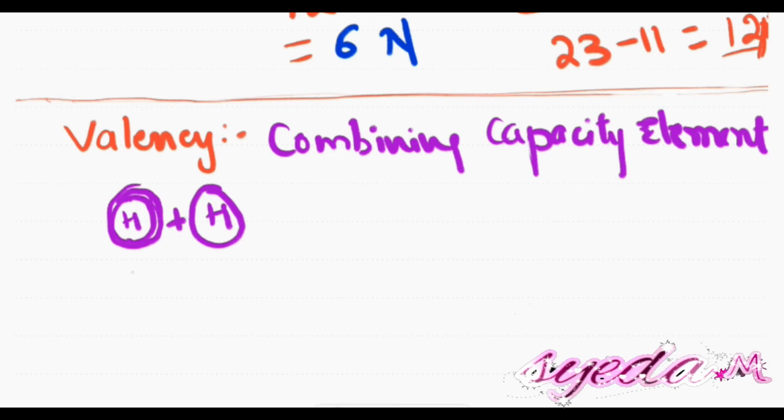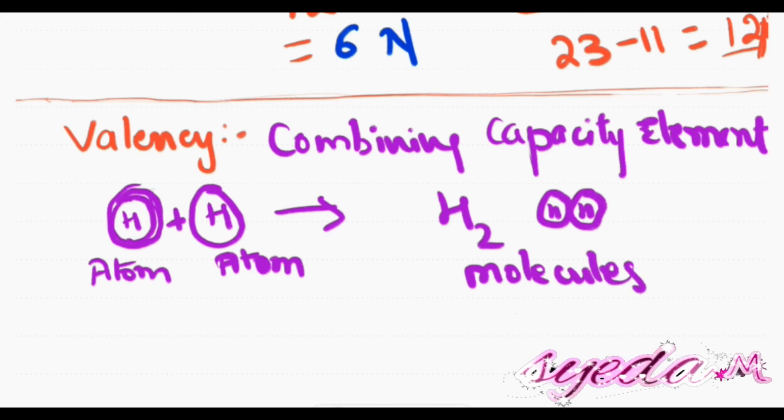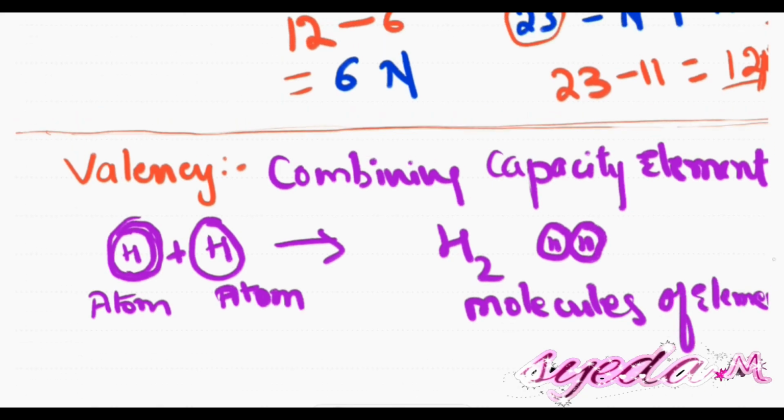So one atom of hydrogen is going to react with one more atom of hydrogen to form a molecule. Now which molecule is formed? H2. Now these two together form a bond, and this will be hydrogen 1 and hydrogen 2. This is what? A molecule, right? Since they have taken atoms of the same element, one atom of hydrogen and one more atom of hydrogen, they are molecules of elements.